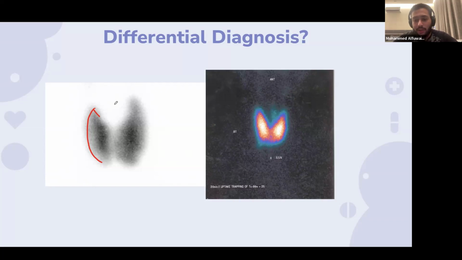Anti-TPO, anti-thyroid peroxidase, is associated with another autoimmune thyroid disease, and we'll get to that later.